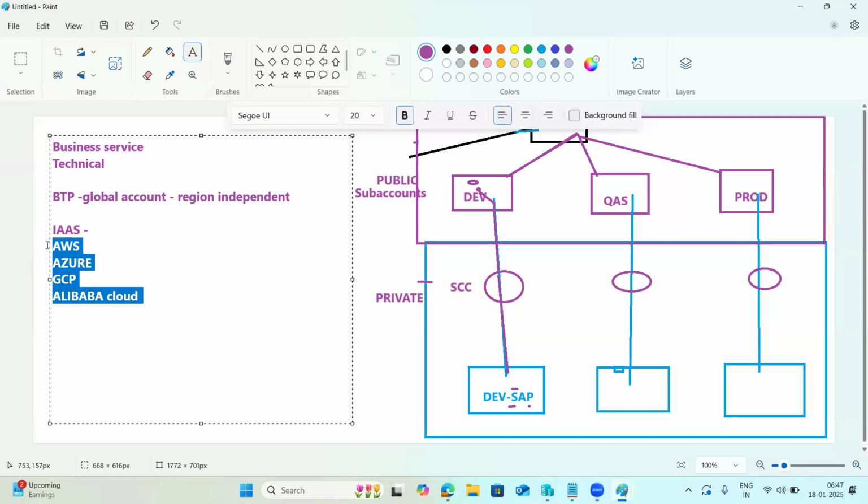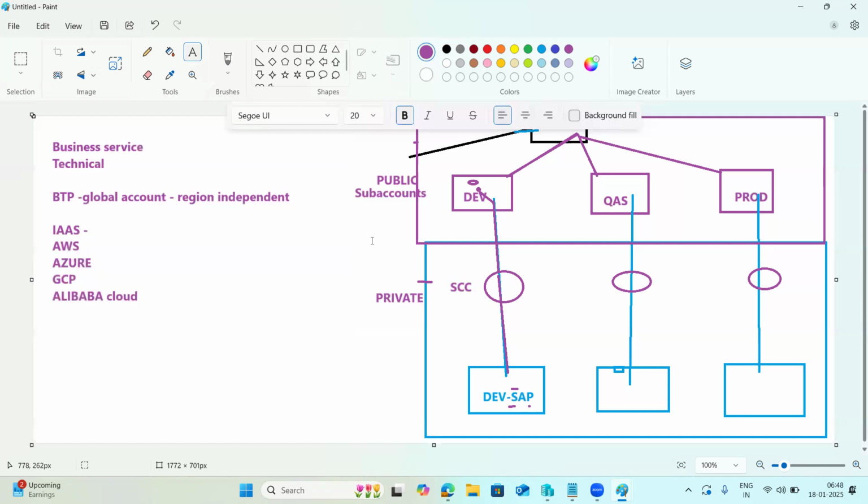So this is the normal licensing model for our BTP accounts, and the architecture: how it is in the global account where it is deployed, and the sub accounts, cloud connectors, and backend SAP systems here. Then how to create the global account here, that is what we discussed.